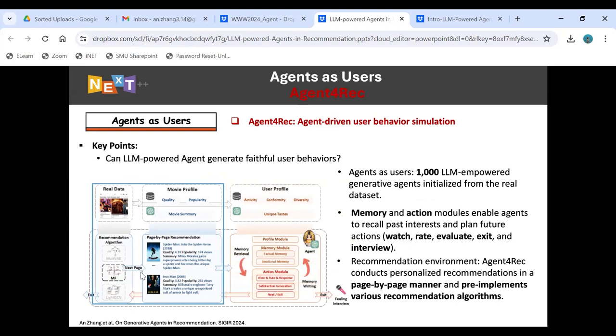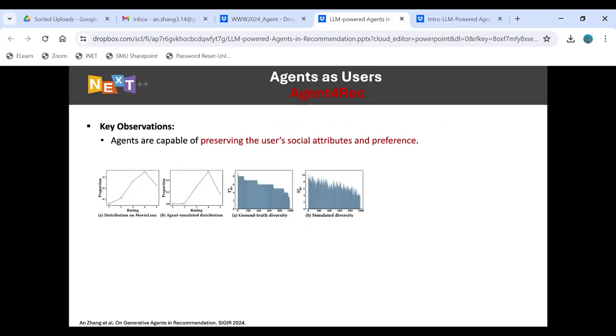For the recommendation side, we have a recommendation environment. Agent4Rank conducts personalized recommendation in a page-by-page manner and pre-implements various recommendation algorithms, such as MF, LightGCN, and so on. And we find some very interesting key observations. First of all, agents are capable of preserving the user's social attributes and preferences. We find that the simulated data looks similar to the Oracle dataset in terms of rating and diversity of users.